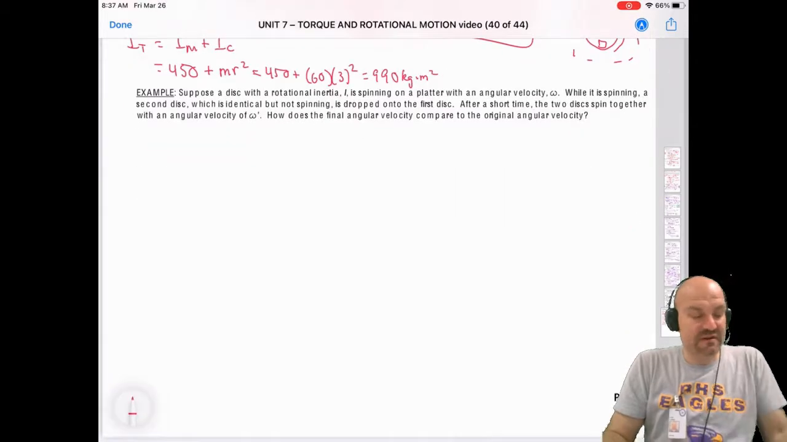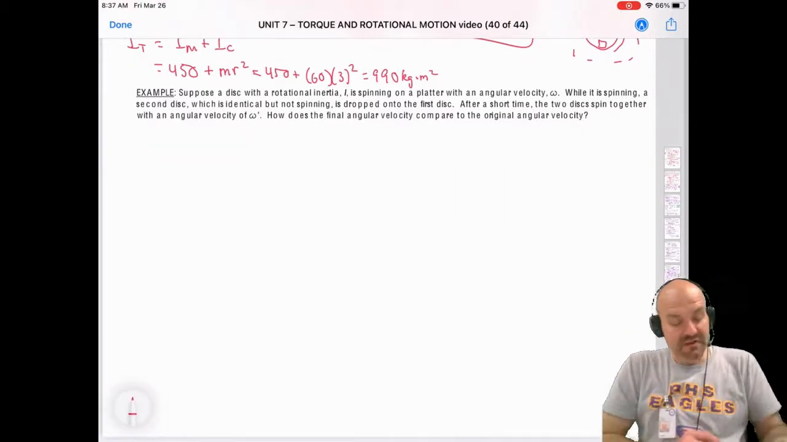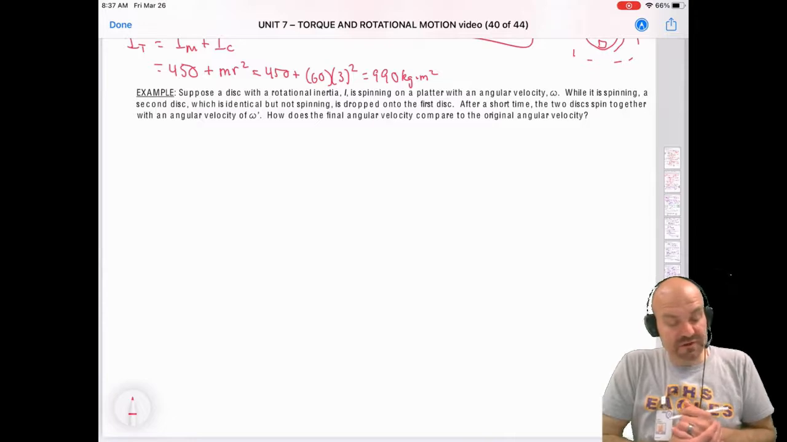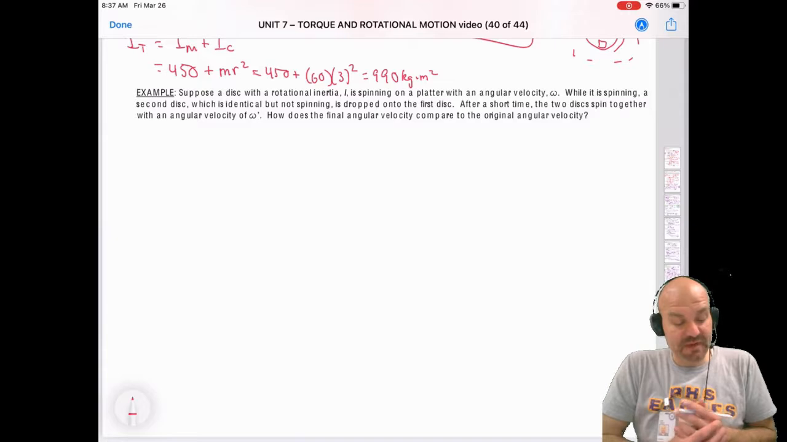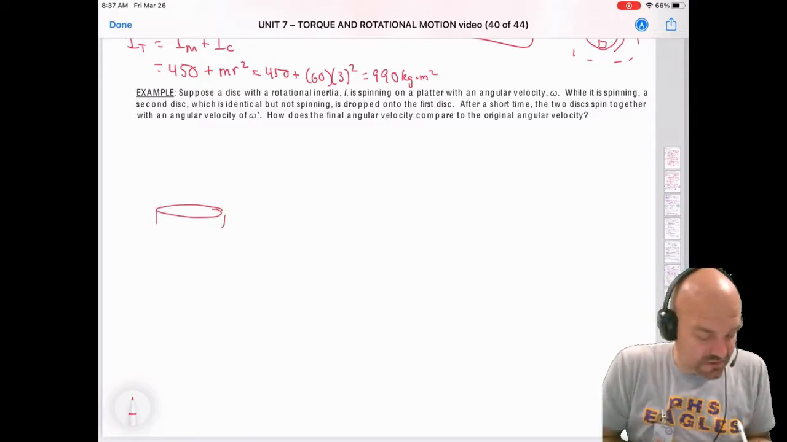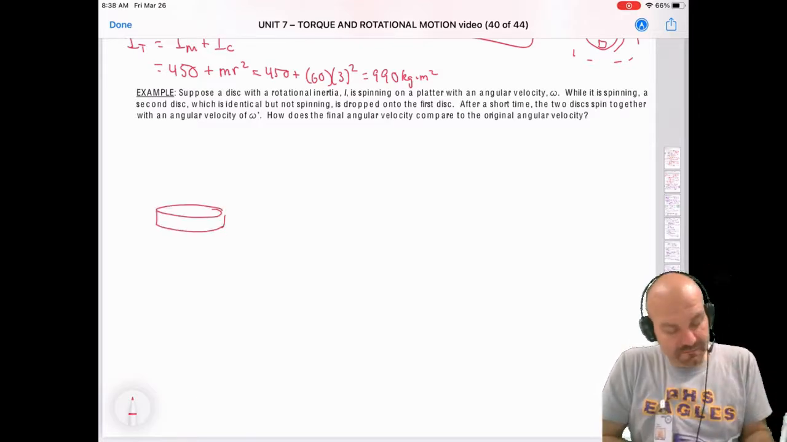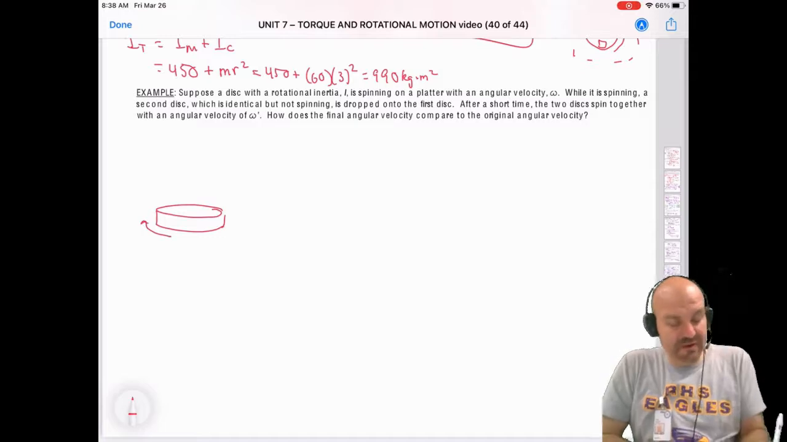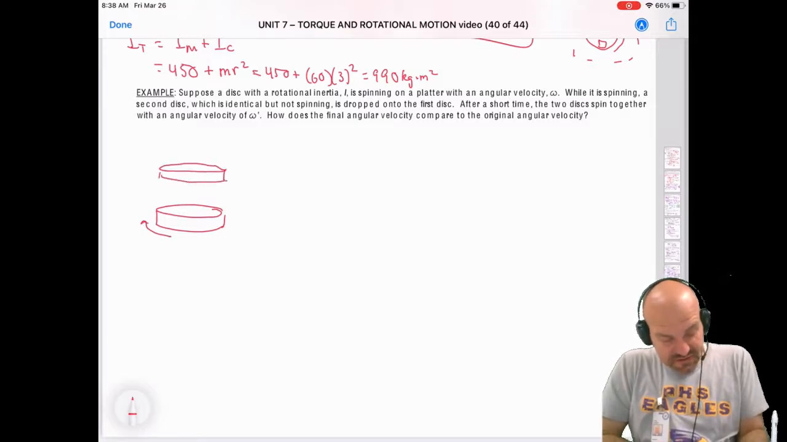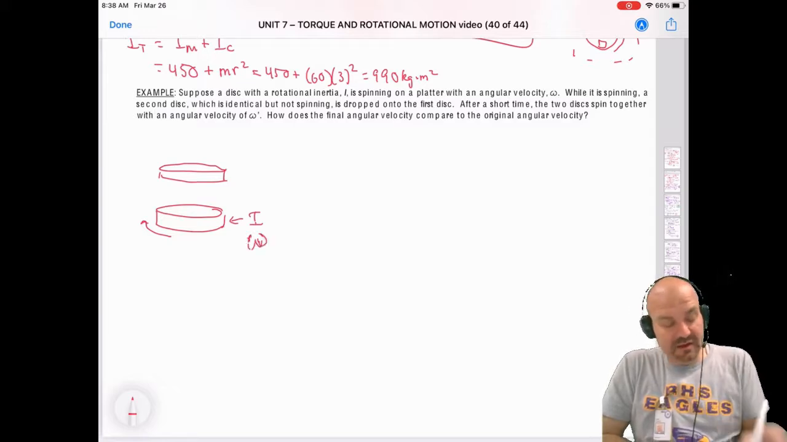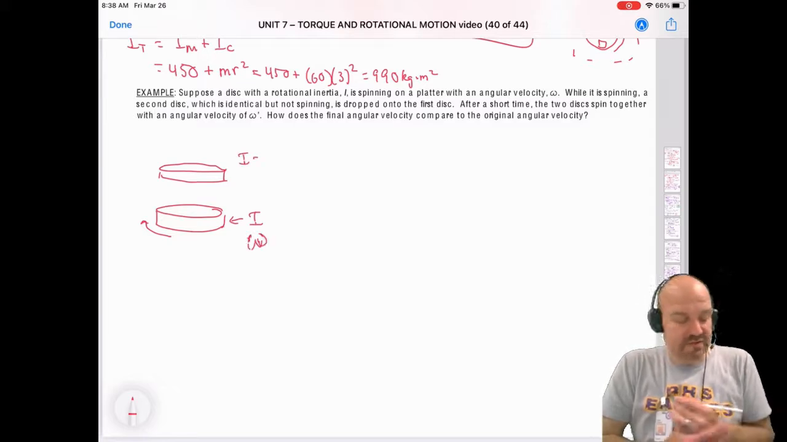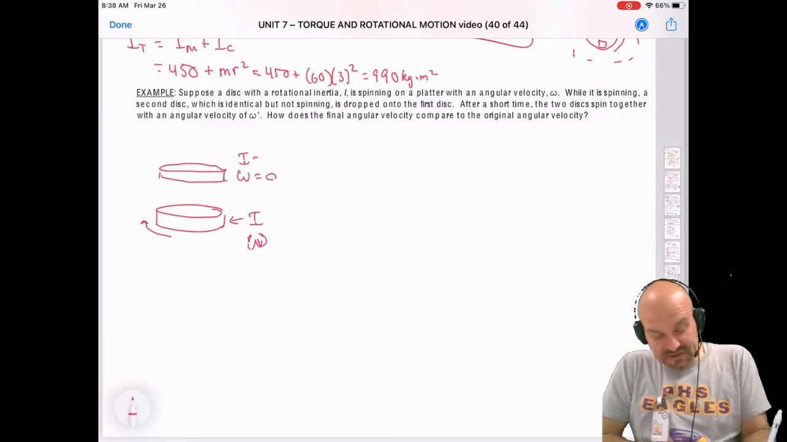This next question has a very similar kind of feel to it, right? And so we have a disk with a rotational inertia of I spinning on a platter with an angular velocity of omega. While it is spinning, a second disk, which is identical but not spinning, is dropped onto the first disk. So here's our initial picture, right? So this is spinning. I have a second disk, same. So this has a moment of inertia of I with an angular velocity of omega. This has a moment of inertia of I where it is not spinning, right?